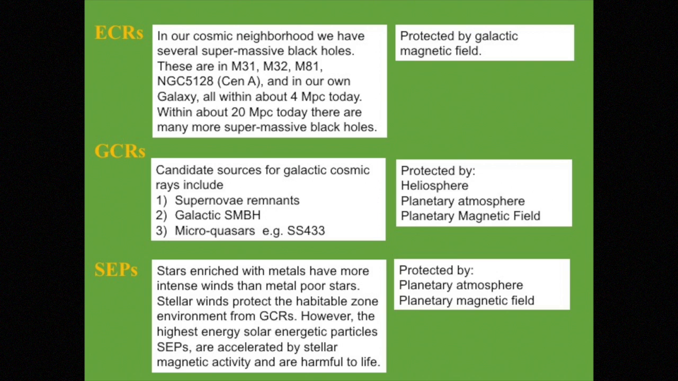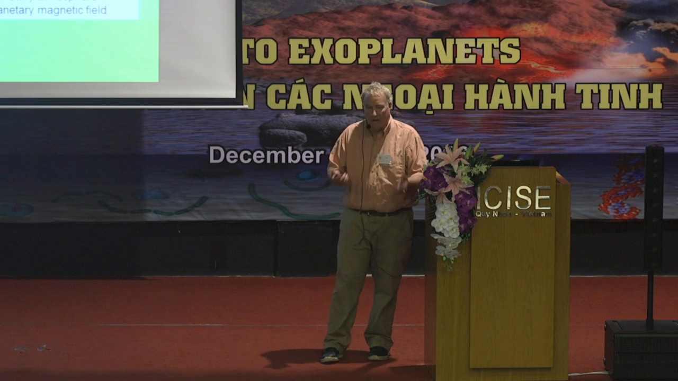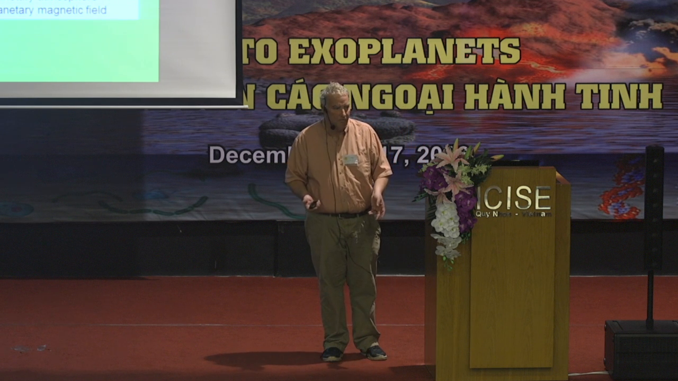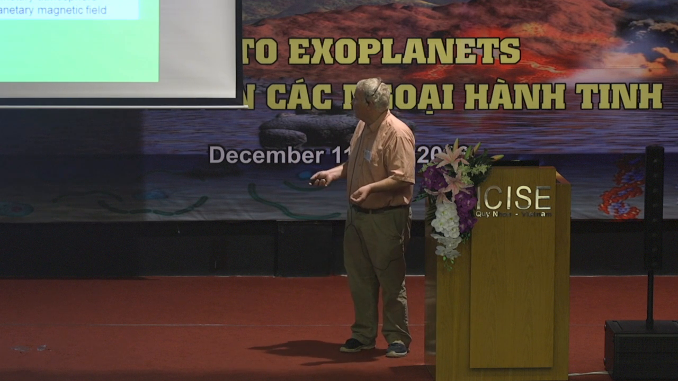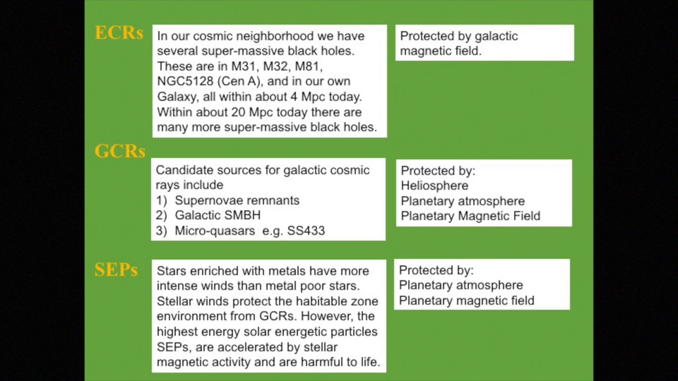The galactic cosmic rays, these are the most common, typically what people think of as the cosmic rays, that are generated by supernova remnants. These remnants around supernovae will accelerate cosmic rays to very high relativistic speeds and impact the Earth. And in addition to that, the galactic supermassive black hole and microquasars, which are black holes, will also be a supplier of these cosmic rays that can be significant for life.